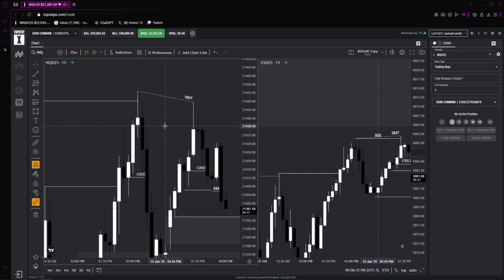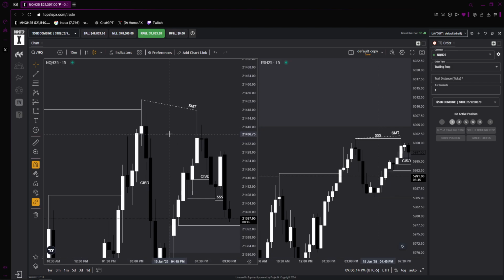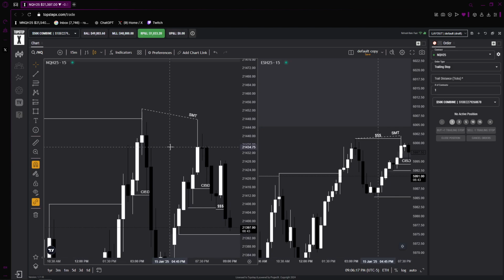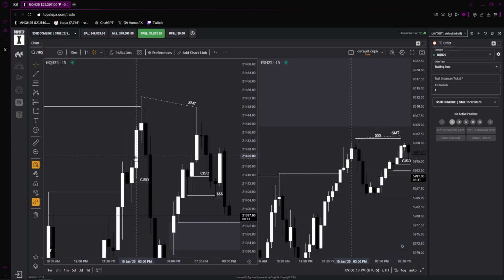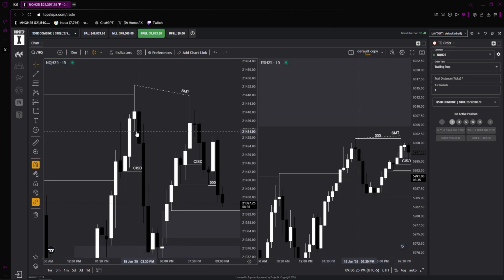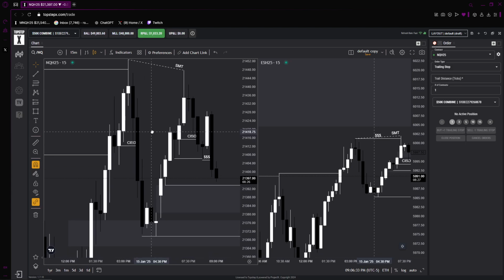So what do we understand? Internal liquidity has been swept. External liquidity has been swept. As well as this fair value gap right here got invalidated because we displaced right through it. And we displaced through this series of up closed candles, which then makes it the higher time frame change in the state of delivery.